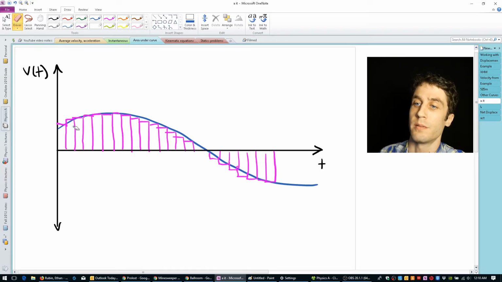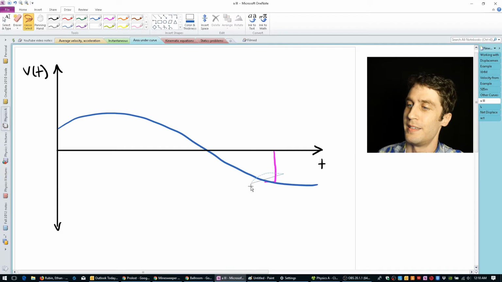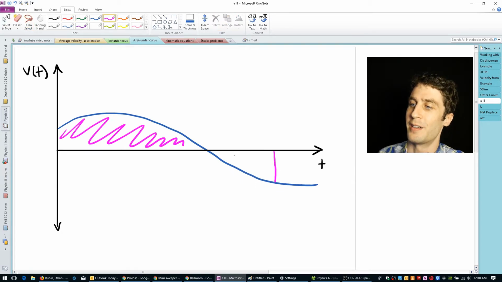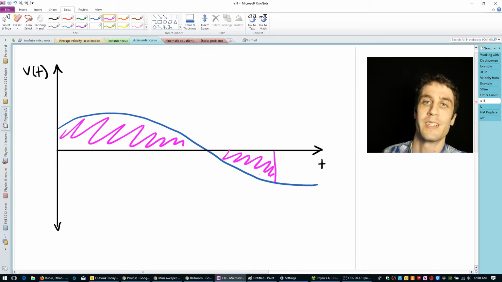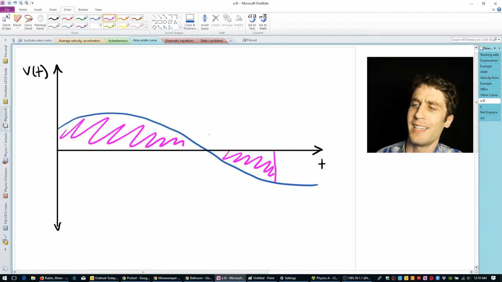Okay, so here's what you would like to do if you could: just find this area under the curve minus this area, because it's below the horizontal axis. So this counts as a negative value here. And that will give you your displacement up to that time.